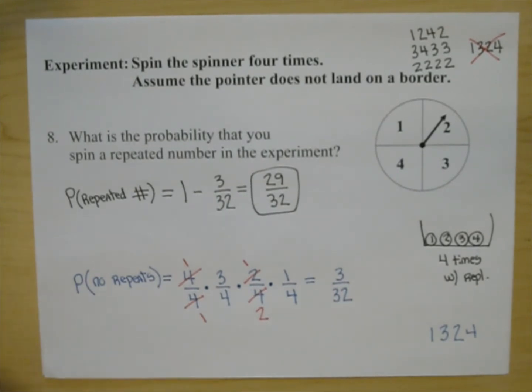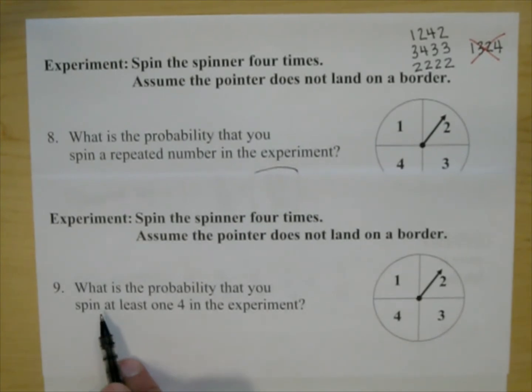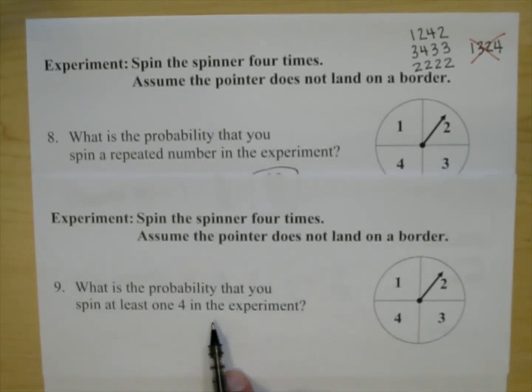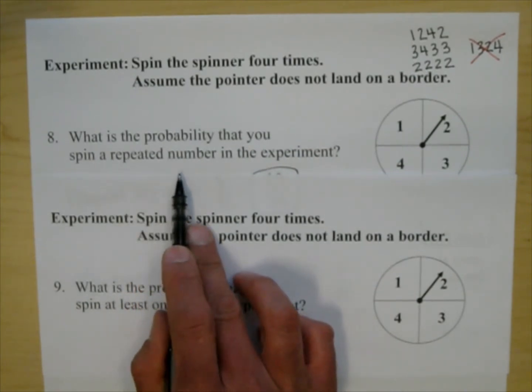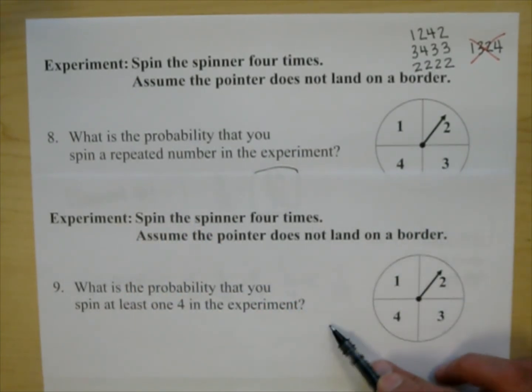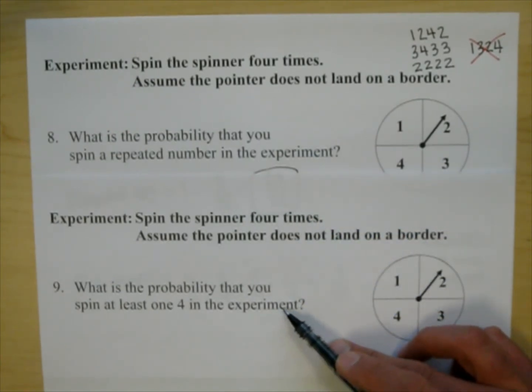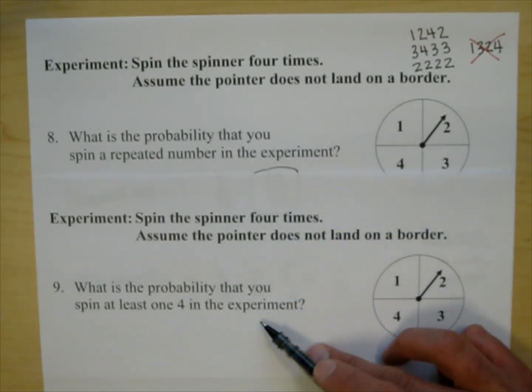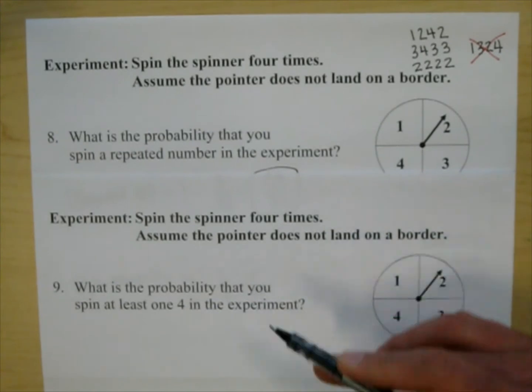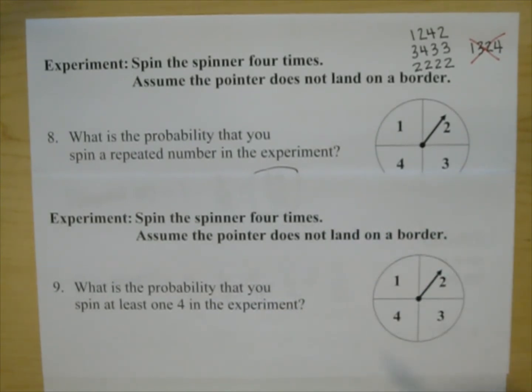Let's go ahead and do the same experiment where we spin the spinner 4 times, but we'll change the probability around now. We'll change the question. What is the probability that you spin at least 1 4 in the experiment? So that's different than spinning a repeated number. Both of these problems are going to help us with some classical probability problems. One of them having to do with birthdays and 30 people in a room, and another one is going to have to do with De Méré's problem that Pascal and Fermat solved, and thus the whole theory of probability was put on the map.